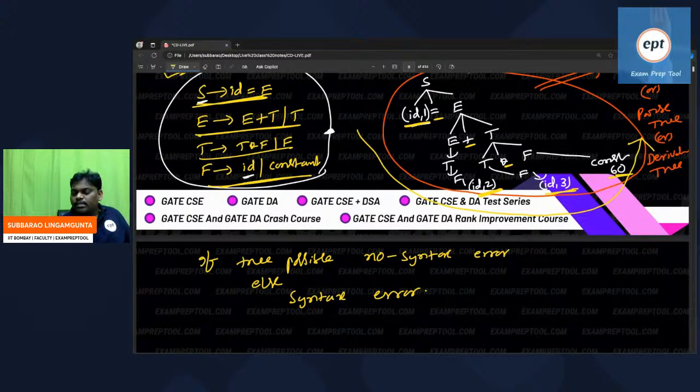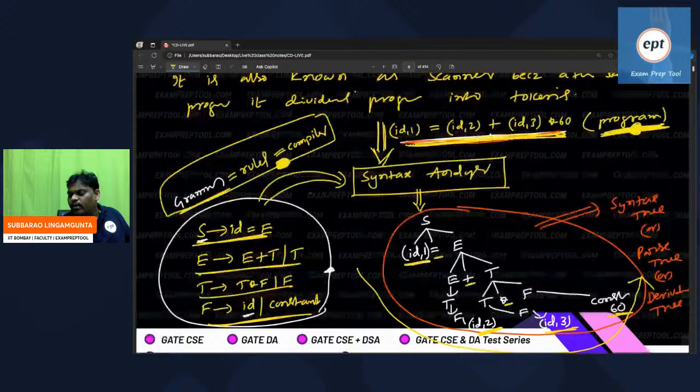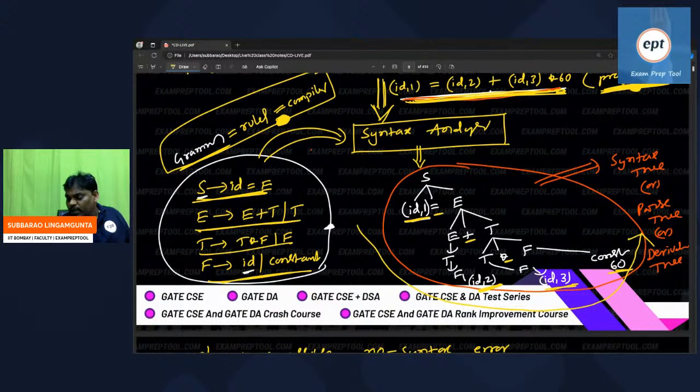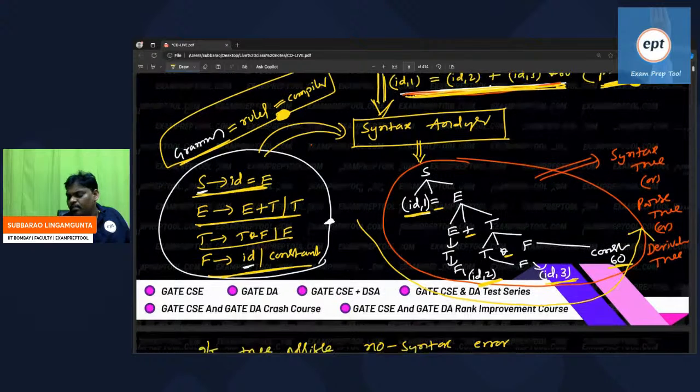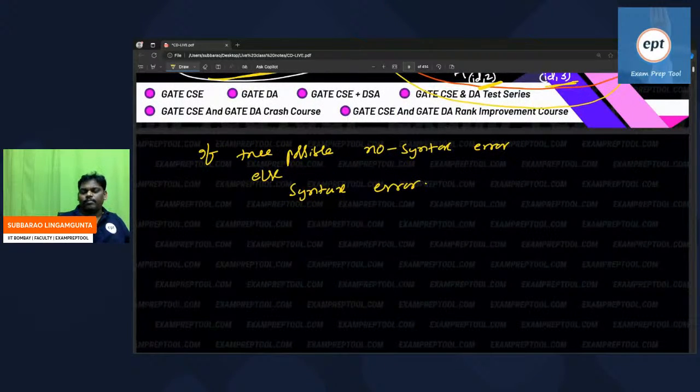Remember, the syntax analyzer's input is two things: grammar is also required, token string is also required. Token string means program. Grammar means set of rules. Using the existing rules, for the given program, it will verify whether a tree is possible or not. If possible, successfully completed, there is no syntax error. Otherwise, there is a syntax error.